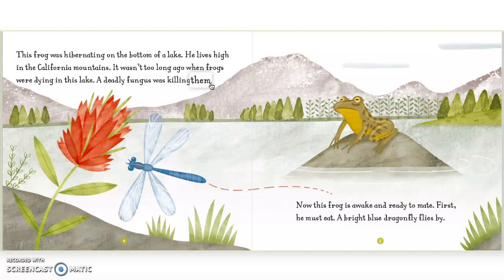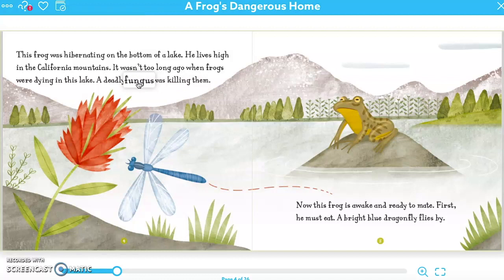I know that sometimes my mom says that there's mold on the bread, so maybe a mold is kind of like a fungus. So fungus is just a green mold-like substance. It's kind of like a plant. Now this frog is awake and ready to mate.